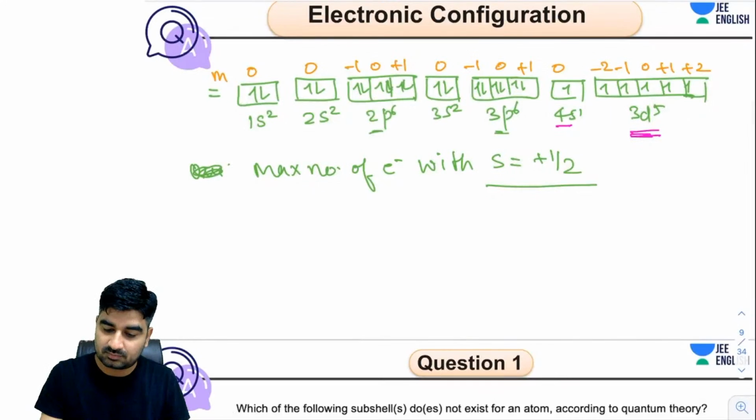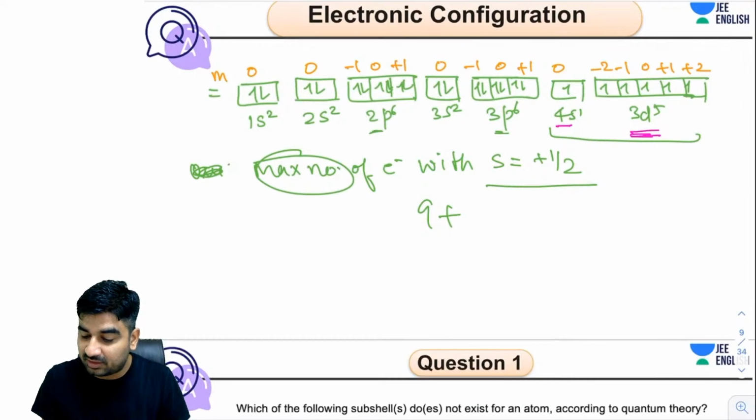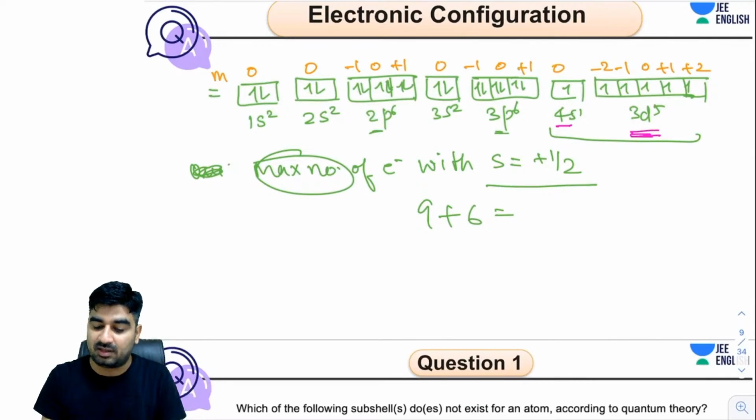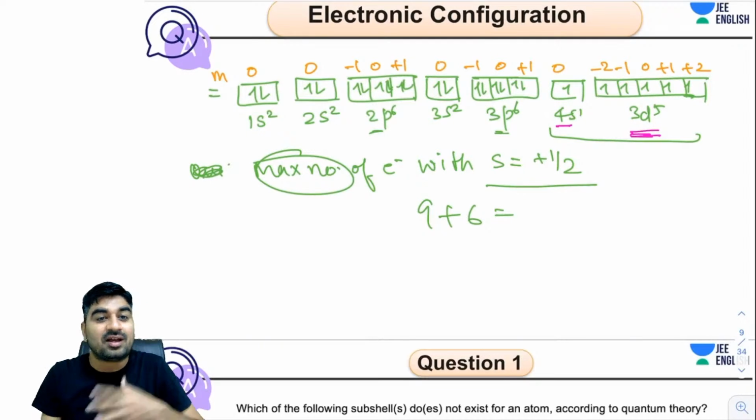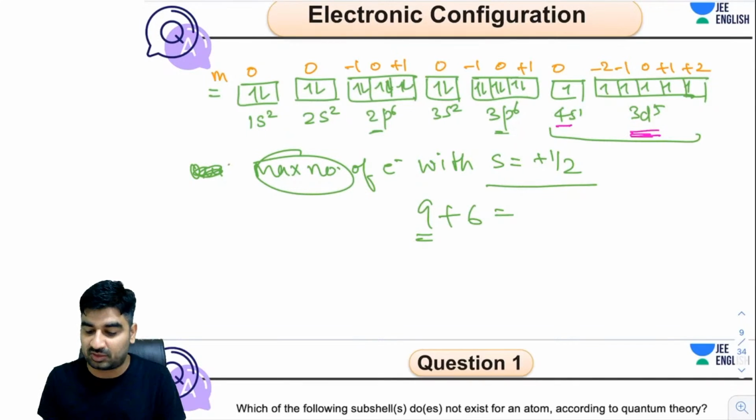So 9 electrons are confirmed. Now I want the maximum number of electrons, so I will take these 6 as plus half. It's up to me. I can also take it as minus half, but in that case it would be 9 plus 0 only. So I would take these 6 as plus, and it would be 15.